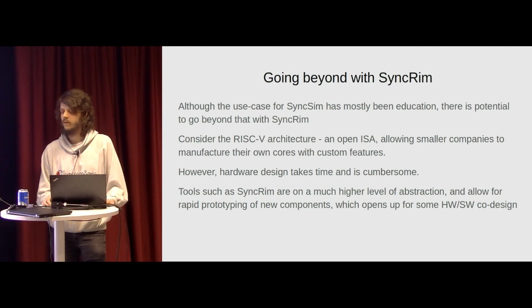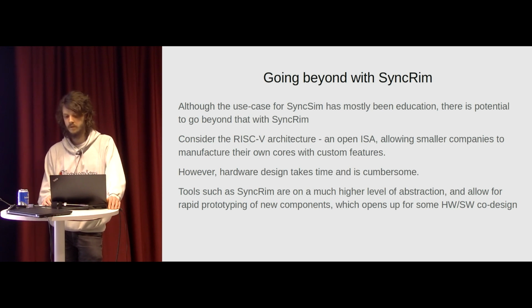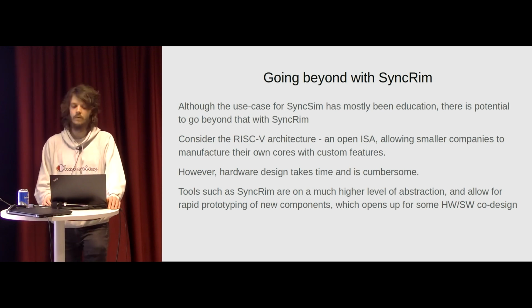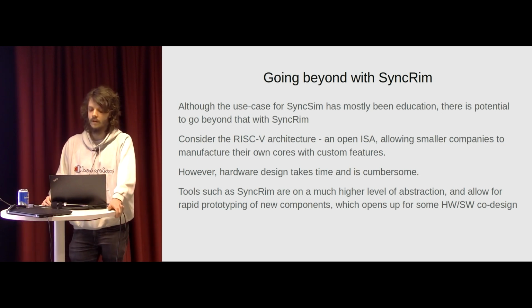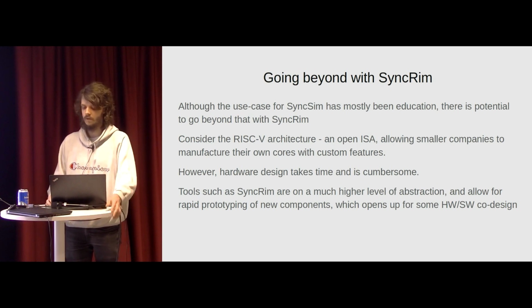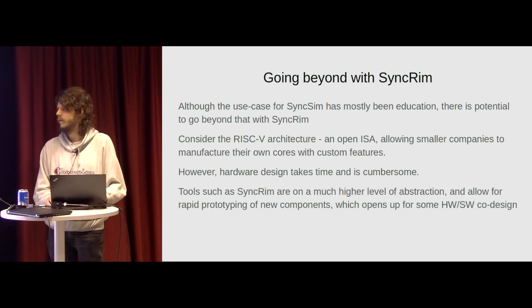So, although the use case for SyncSim has mostly been education, there's potential to go beyond that with Syncrim. If we consider the RISC-V architecture, we have an open ISA, which allows smaller companies to manufacture their own cores with custom features. But prototyping these takes a lot of time and effort. So tools like Syncrim offer a much higher level of abstraction. Components can be implemented and integrated really quickly, so there is room here for some hardware-software co-design experiments.